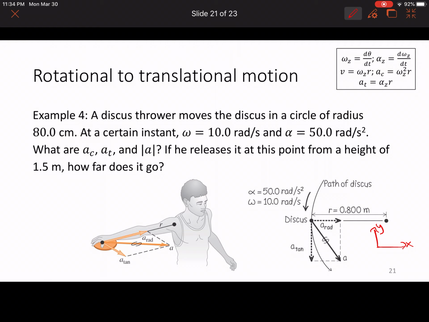And at a particular instant of time, I'm going to imagine an angular velocity of 10 radians per second, and an angular acceleration of 50 radians per second squared. What I want you to figure out is what is the centripetal acceleration, magnitude and direction, tangential acceleration, magnitude and direction. And if he releases at this point from a height of 1.5 meters, how far does it go?